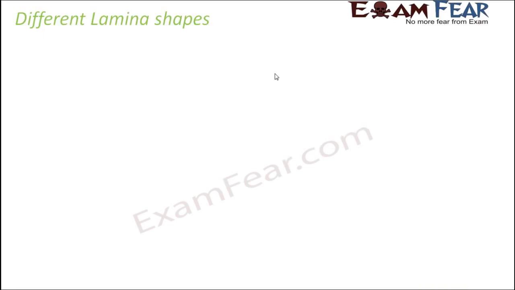With this, I think I have covered the major basic parts of a leaf, that is lamina, petiole, leaf base and the stipules. So now let us look at the different types of leaves based on the different lamina shapes. So again, now you might be wondering, how important is it? How important is the shape of the lamina? I mean, what role does that play?